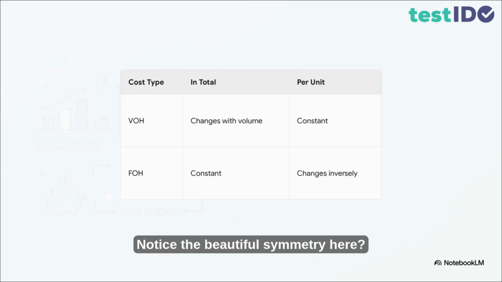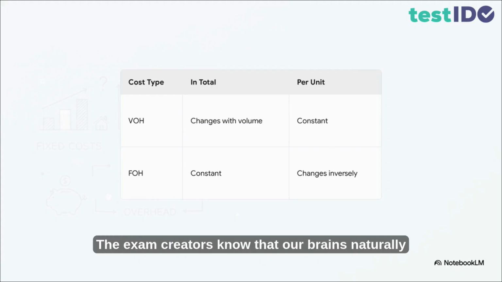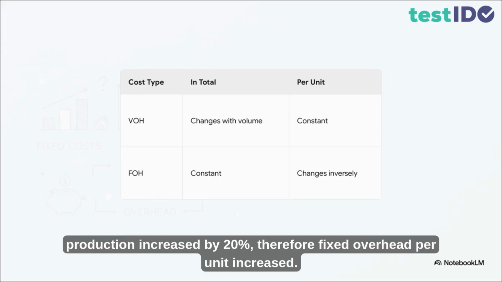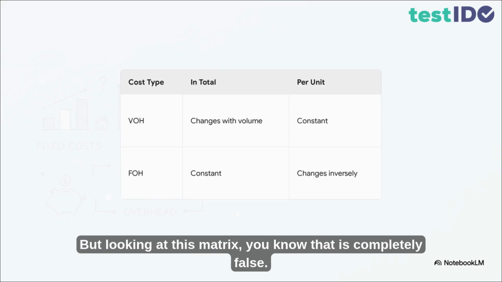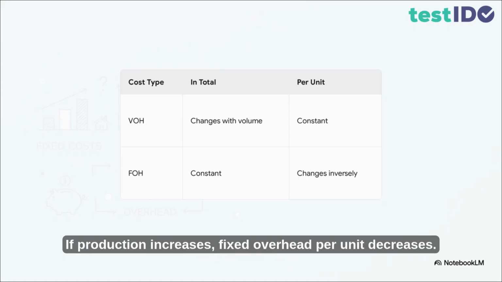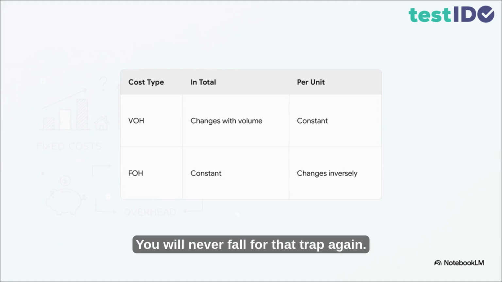Notice the beautiful symmetry here? They do the exact opposite of each other. The exam creators know that our brains naturally want to think of costs on a per unit basis. So they'll try to trick you by saying something like, production increased by 20%, therefore fixed overhead per unit increased. But looking at this matrix, you know that is completely false. If production increases, fixed overhead per unit decreases. You will never fall for that trap again.